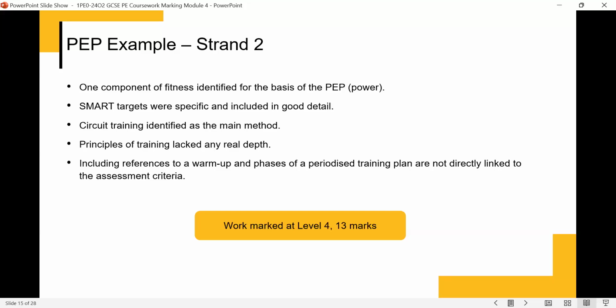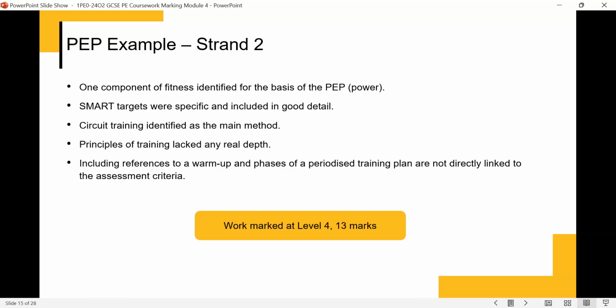There were some good links to how training would target specific muscle fibers as a way of improving power and ultimately sprint performance, but a little more depth with specific intensities and specific exercises would assist the candidate in achieving top marks for strand 2.